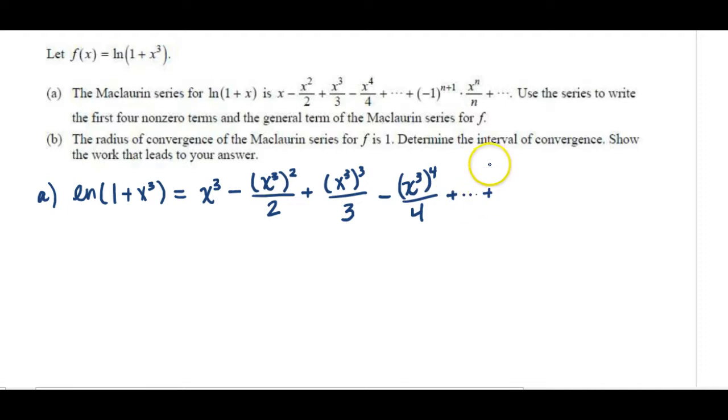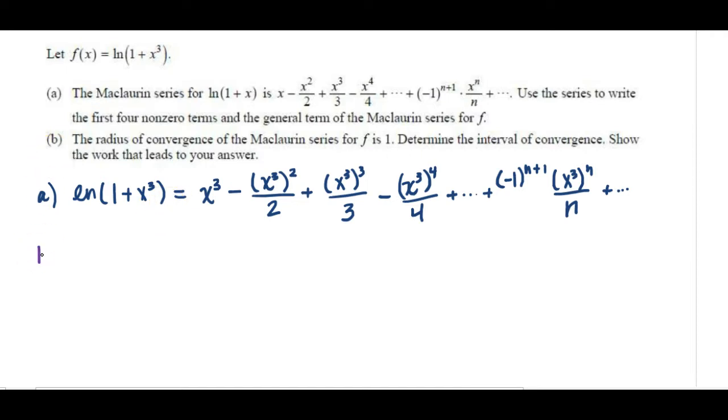And then plus, and now we're going to have to go to my general term. So we keep the alternating piece, negative 1 to the n plus 1, and replace my x with x cubed to the n over n. And then we have to make sure that it does keep going on, because this is also going to be a Maclaurin series. So this is an infinite series expansion of natural log of 1 plus x cubed.